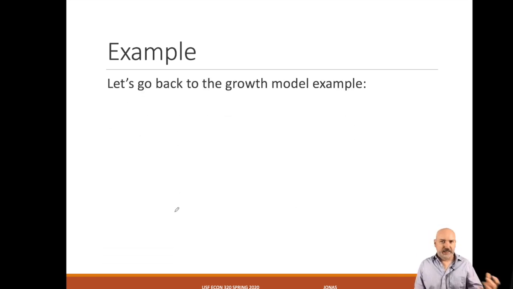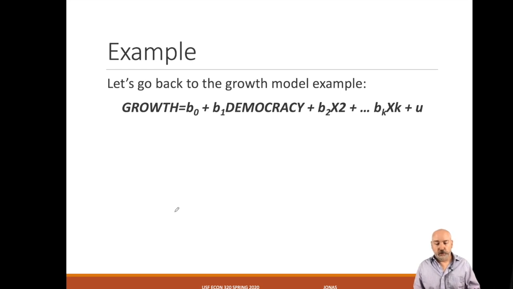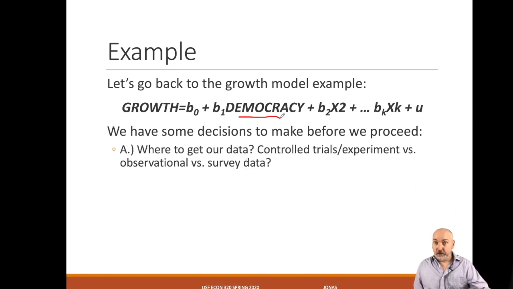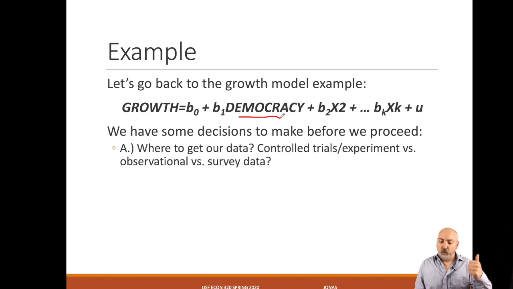Okay, so to think about an example here, let's go back to the little equation that we had last time where we were thinking about a data generating process and an econometric model predicting economic growth, say as a function of the political environment of an economy, right? Does democracy influence growth? Well, if that's the question we were going to try to address, let's kind of go through the scenario. How are we going to do it? Where are we going to get the data? Is this going to come from a controlled trial, a randomized experiment? Is it going to be observational, or is it going to be survey data?